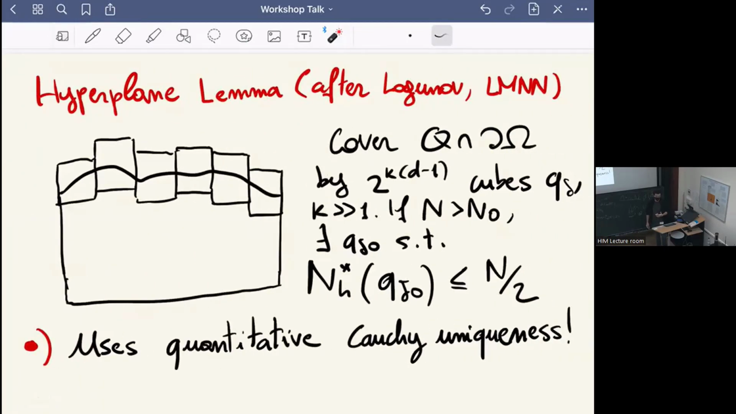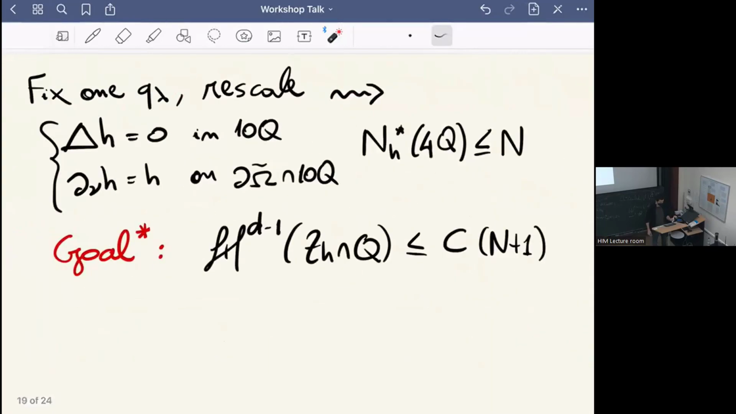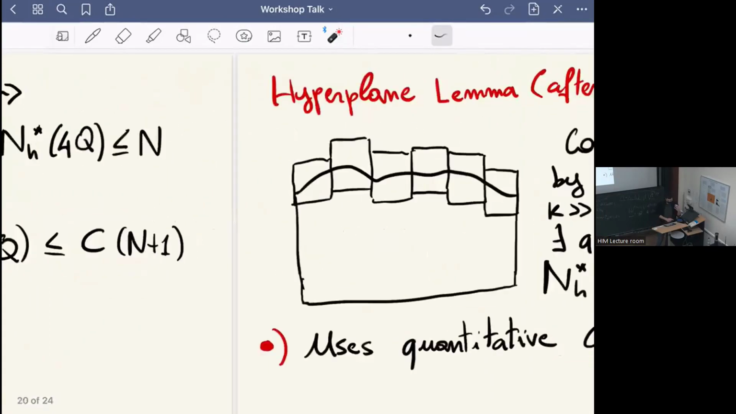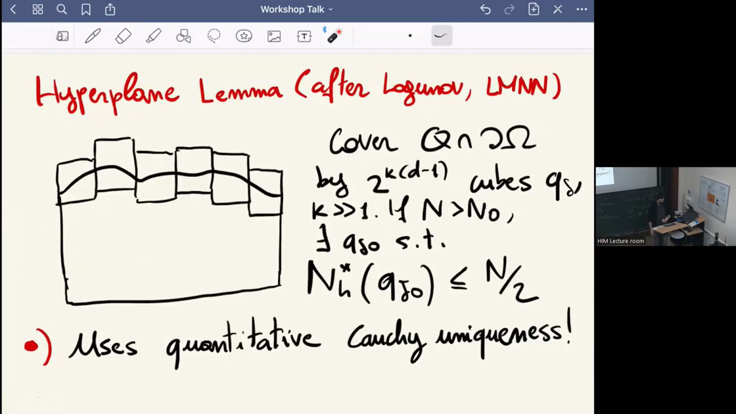The main tool to do this is a version of the hyperplane lemma of Sasha Logunov. A closer version of this appears in the paper I mentioned before of Logunov, Malinnikova, Nadirashvili, Nazarov. So this is not really a hyperplane lemma, it's more of a hyperboundary lemma. So I have a curved portion of the boundary. And in this paper, they have it for essentially harmonic functions which are 0 on a portion of the boundary. I have this weirder condition that I need to prove it with, but it's not too bad. So what this lemma says is if I cover the portion of the boundary inside my cube by 2 to the k(d-1) cubes Q_j, of side length 2 to the minus k. Sorry, this is not very visible.